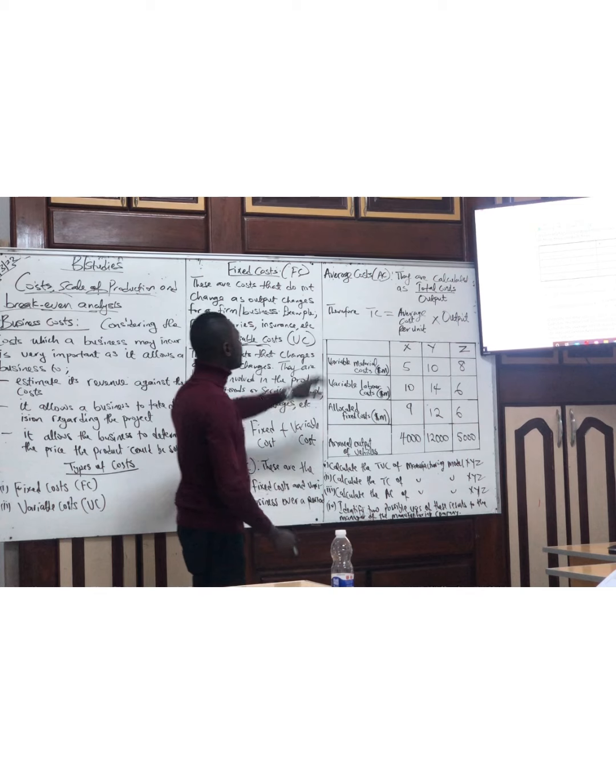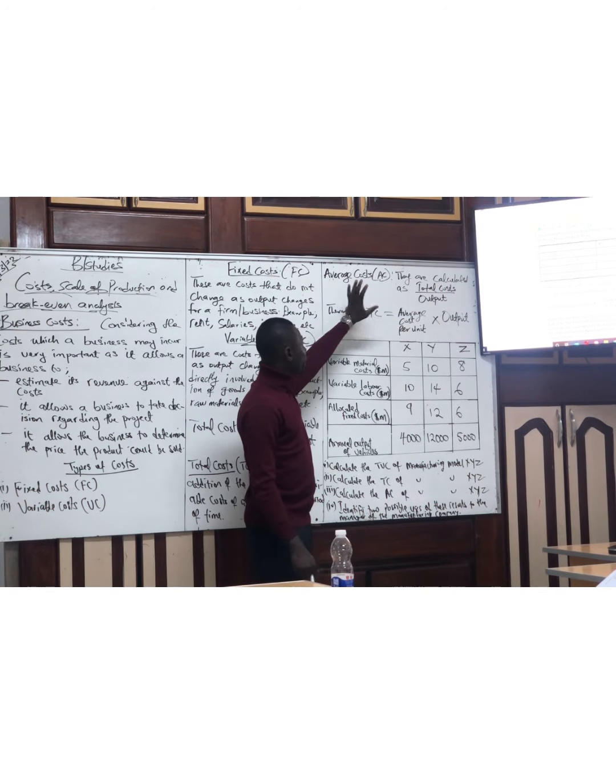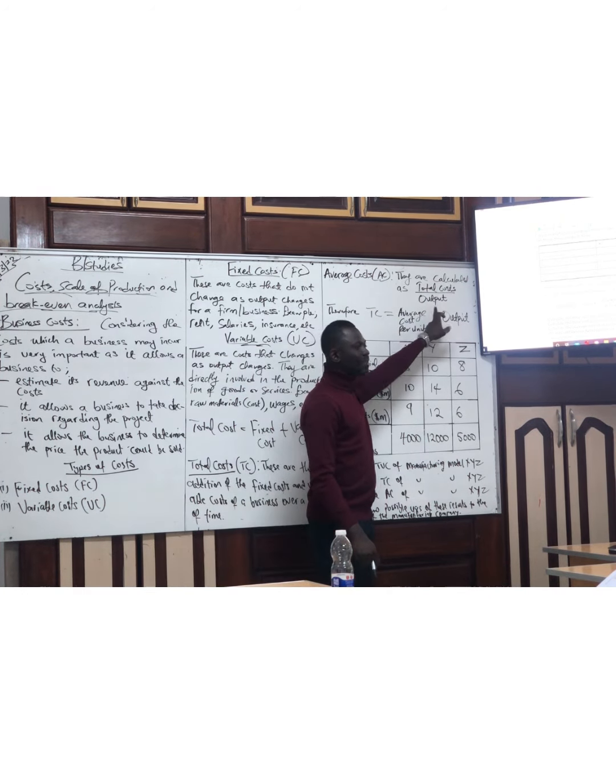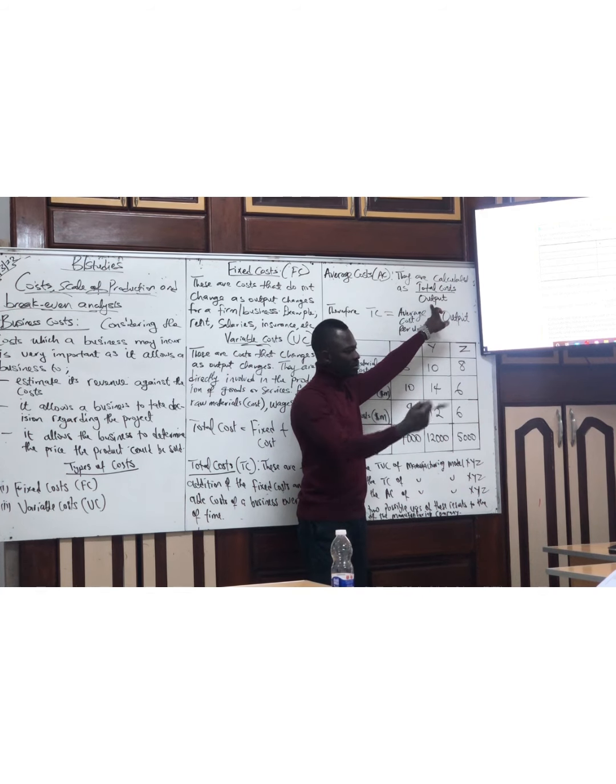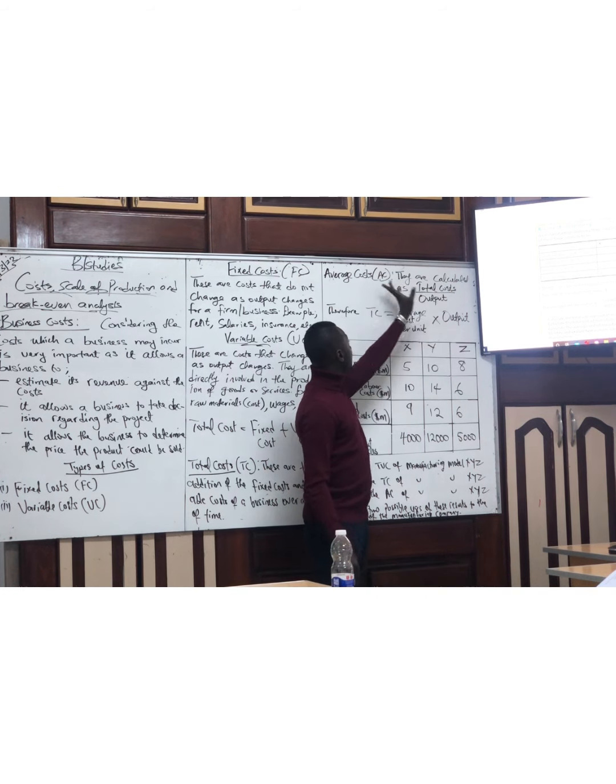Then we have the average cost, AC. The formula for the average cost is total cost divided by the output. Are you here? Or sit down properly, please. So every now and then I have to tell you to sit down properly. So for the average cost, it is total cost divided by the output.